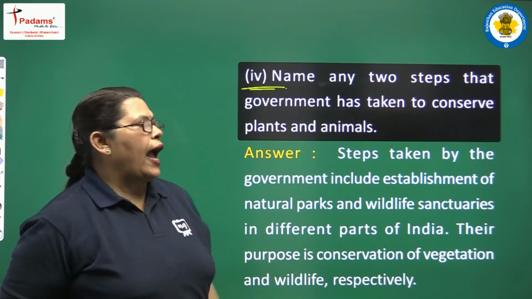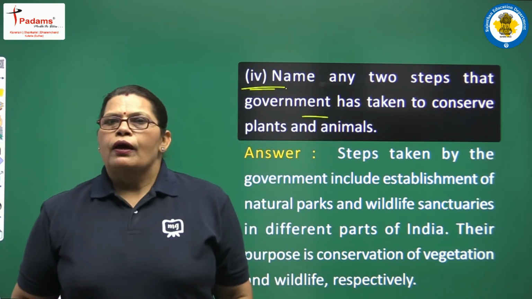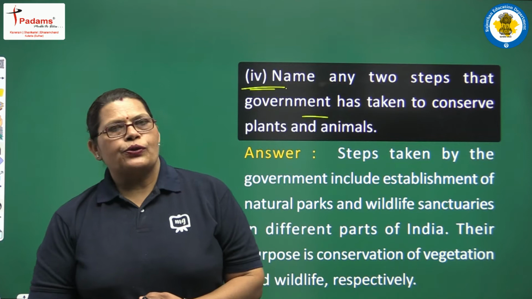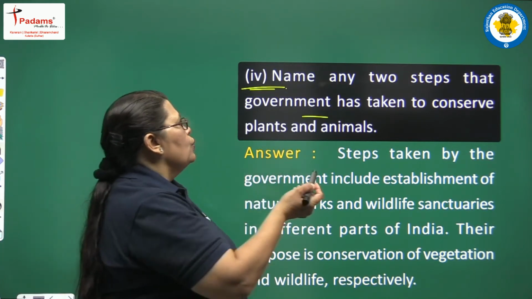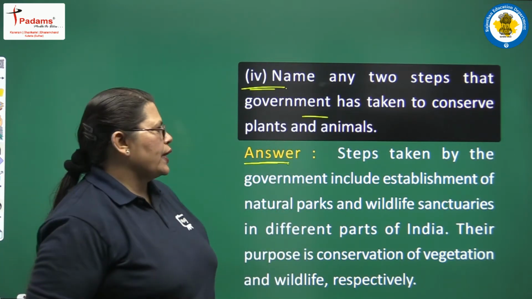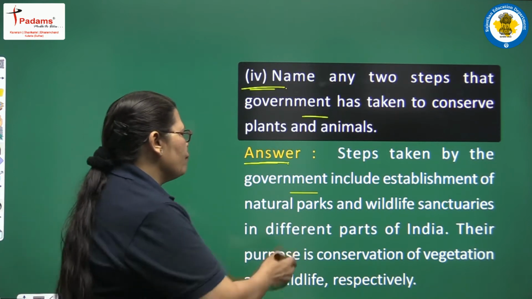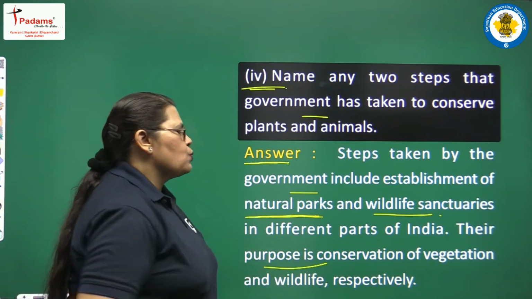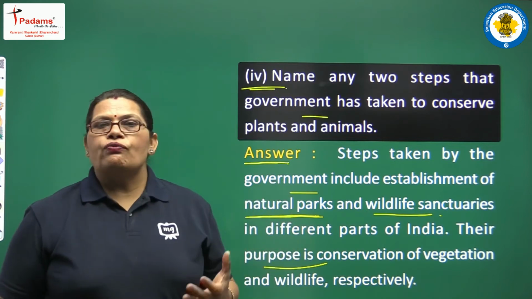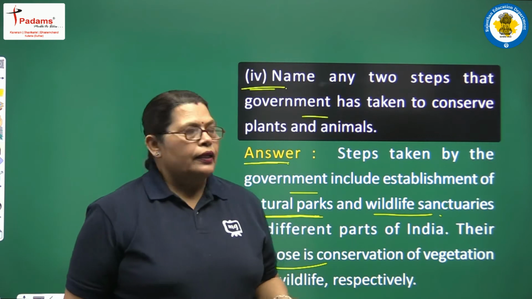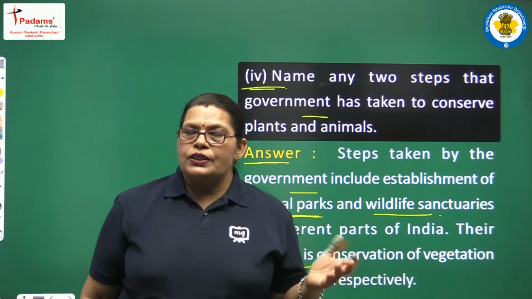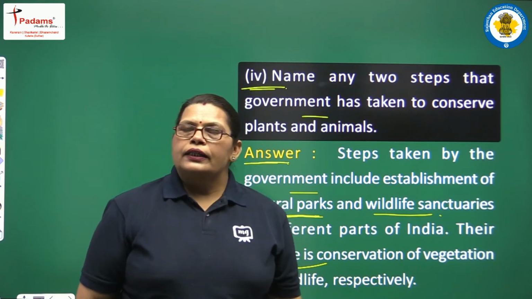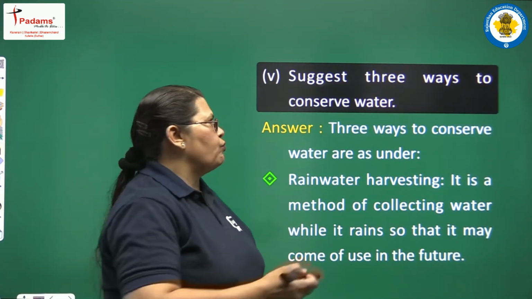Our next question here, name any 2 steps that government has taken to conserve plants and animals. Government is taking initiative in controlling the forestry parts, and in controlling our wildlife resources also. So, we will tell about the 2 steps. Steps taken by the government include establishment of national parks and wildlife sanctuaries in different parts of India. Their purpose is the conservation of vegetation and wildlife respectively. Yes, from the national parks the conservation of vegetation is there, and from the wildlife sanctuaries the conservation of wildlife is there. So, government is also taking initiative for all these things.